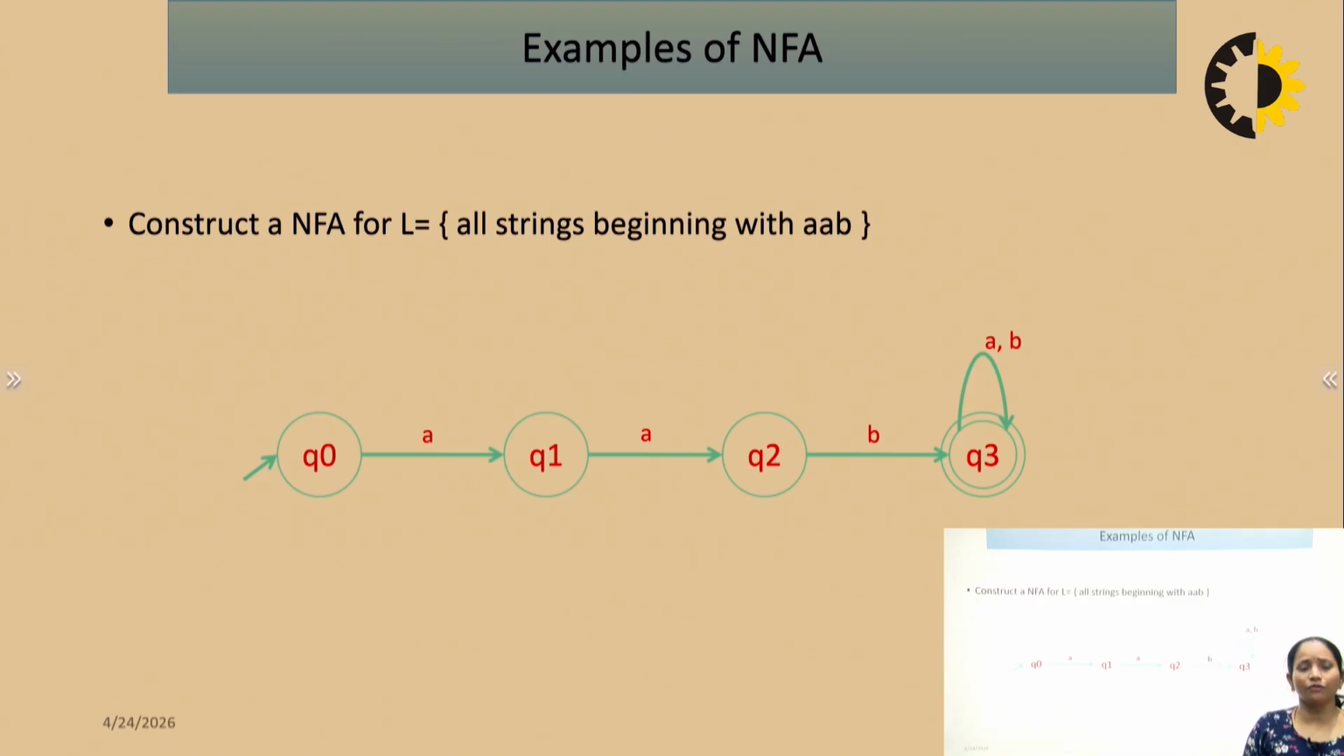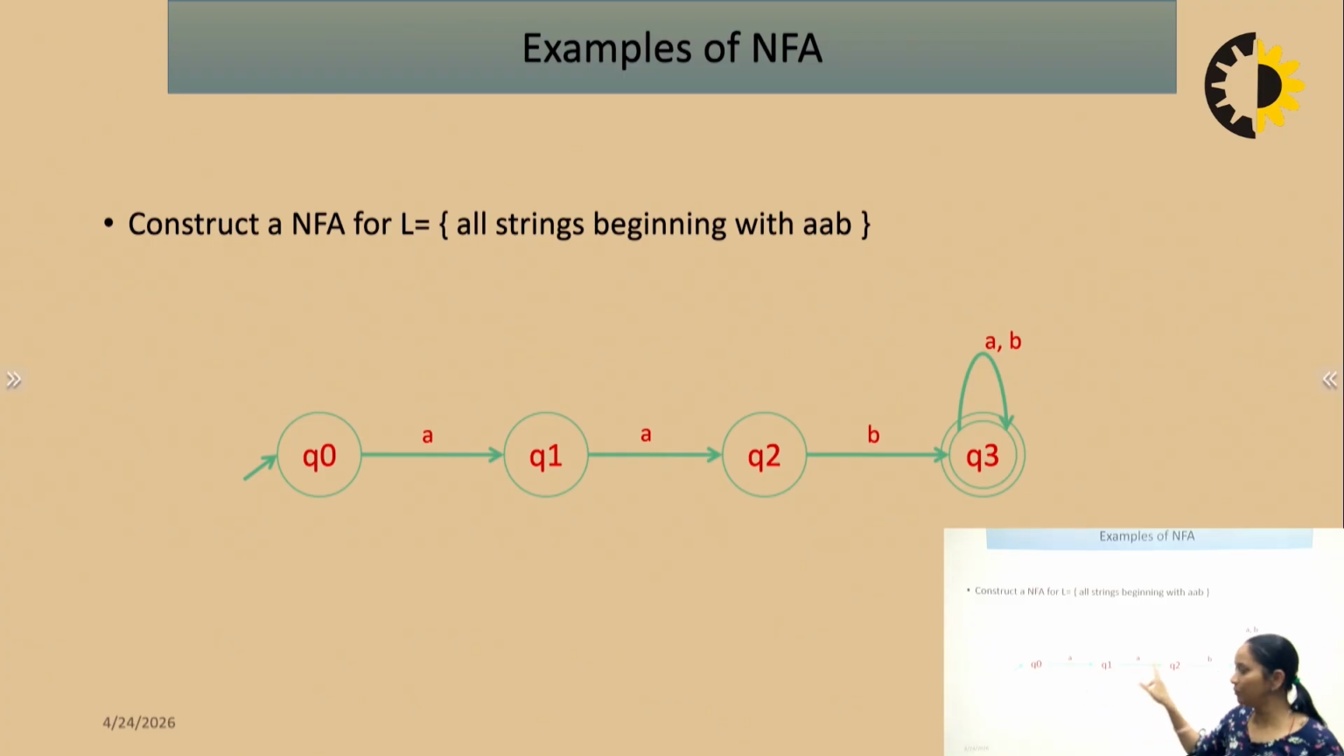This is the question for NFA. What is NFA? As we already discussed, NFA means multiple moves. For a particular input symbol, multiple possible moves are allowed. So the question is, L is equal to all the strings beginning with AAB. So we have to start from the initial state Q0 and the string is AAB.